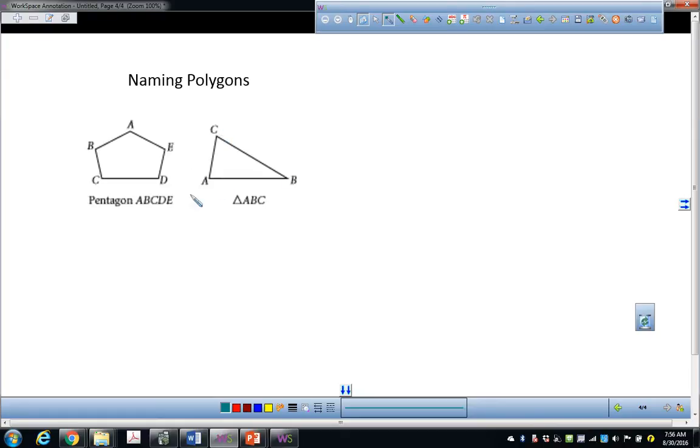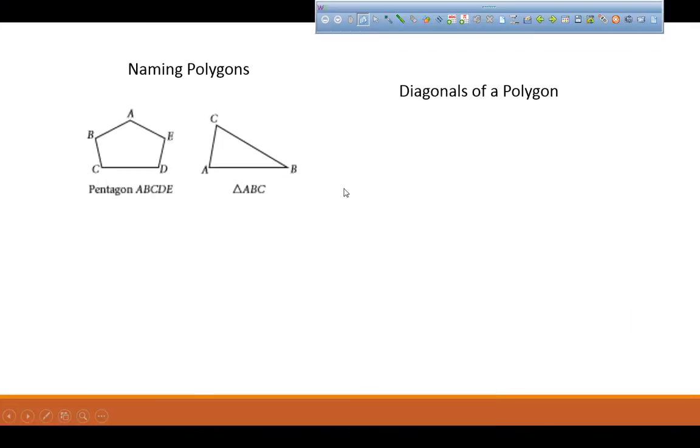CBA, okay, or CAB, right? So all those things, you have to name it in order. So moving on to the next thing that I have here, diagonals of a polygon, okay?